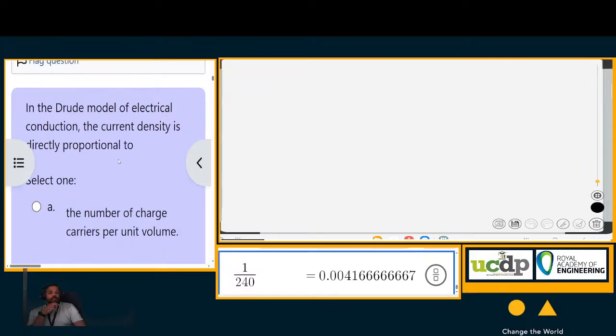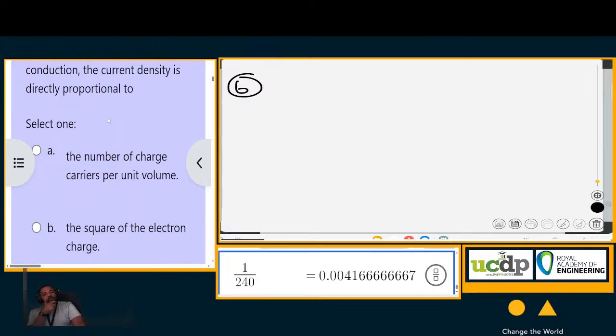Question number 6. This one I'm going to flip through quickly because you don't do the Drude model as much. We only do it in solid state physics and electrodynamics later on. Now, in the Drude model of electrical conduction, which is in the book though, the current density is directly proportional to, okay, so what is the Drude model? What does the Drude model say?